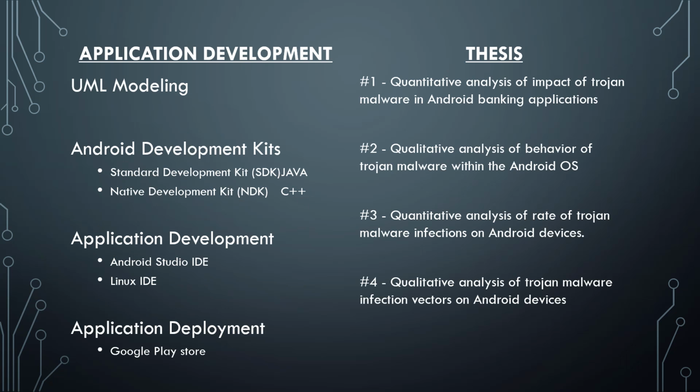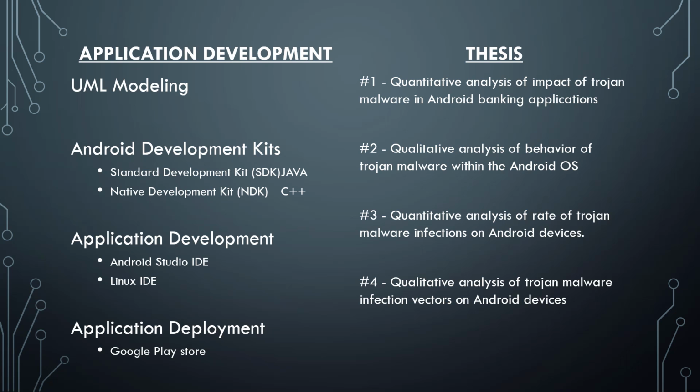The two branches this can fall into: application development, which will start with UML modeling for the interface. The toolkits used will be the Android Development Kit for standard development using Java, and also the Native Development Kit using C++ to enable more low-level functions. The development environment will be Android Studio and Linux, and also a Linux IDA as well. And then the end goal would be to deploy this application in the Google Play Store.